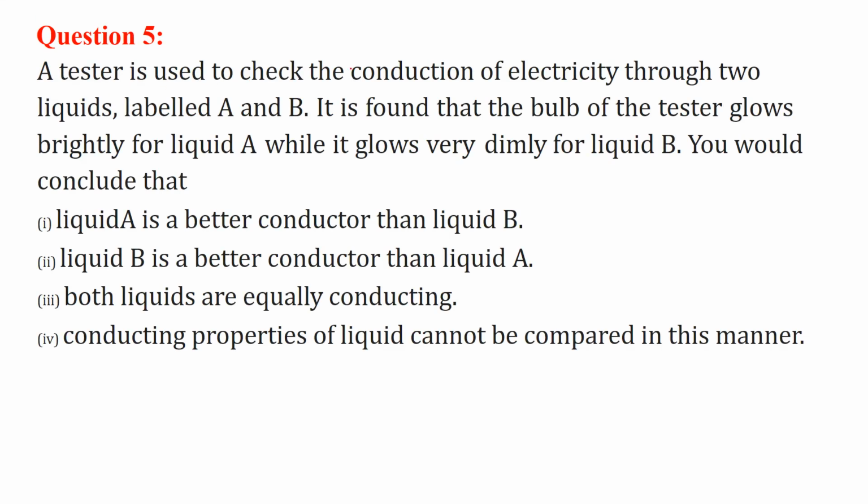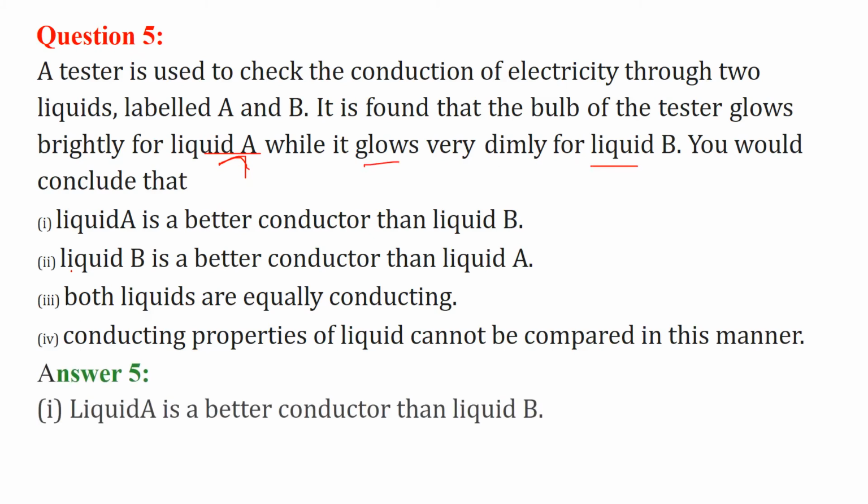A tester is used to check the conduction of electricity through two liquids labeled A and B. It is found that the bulb of the tester glows brightly for liquid A, while it glows very dimly for liquid B. You would conclude that liquid A makes the bulb glow more than liquid B. That means liquid A is a better conductor than liquid B.